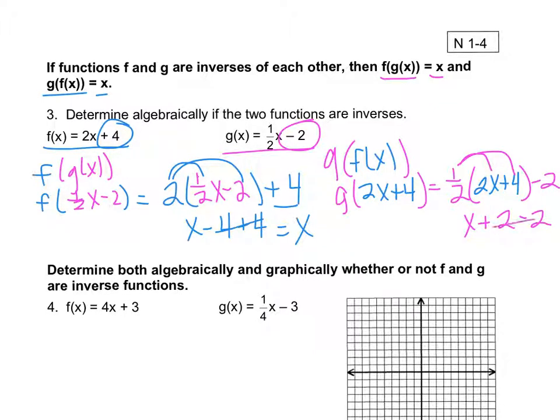Minus 2, notice those cancel. So you're left with x. So both of those equal x. So therefore, they would be inverses of each other. So that's one way algebraically to determine if two functions are inverses. F of g of x and g of f of x both need to equal x.